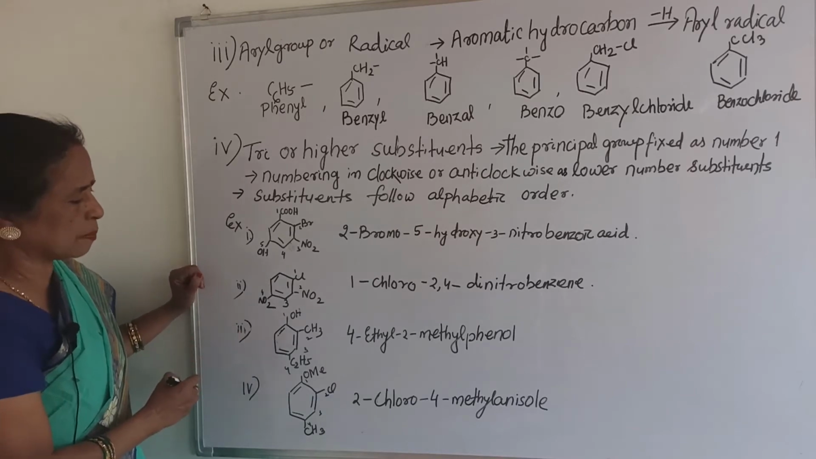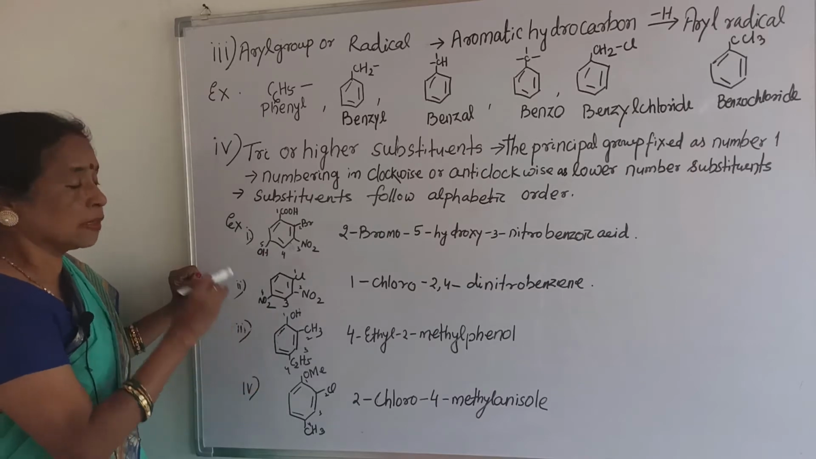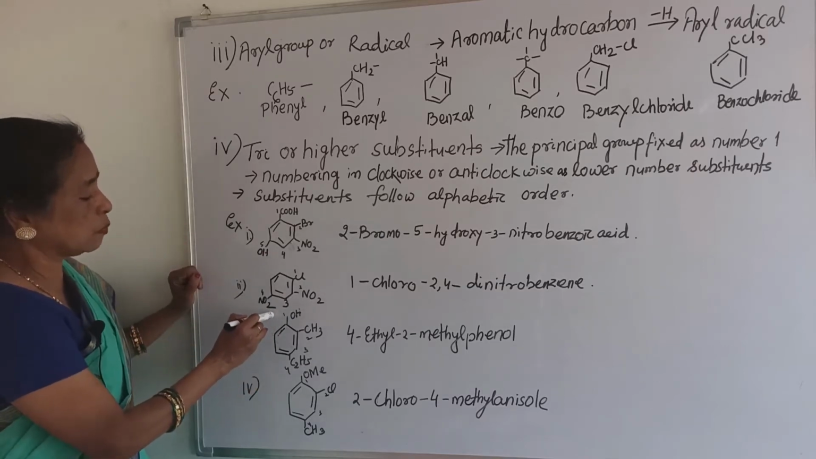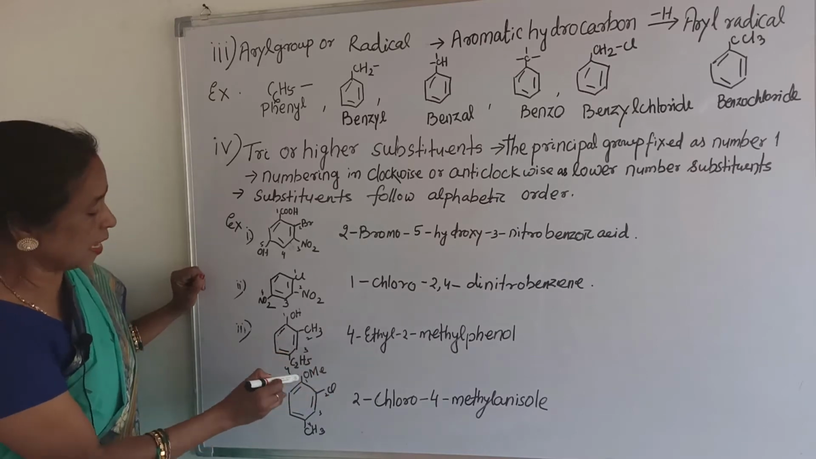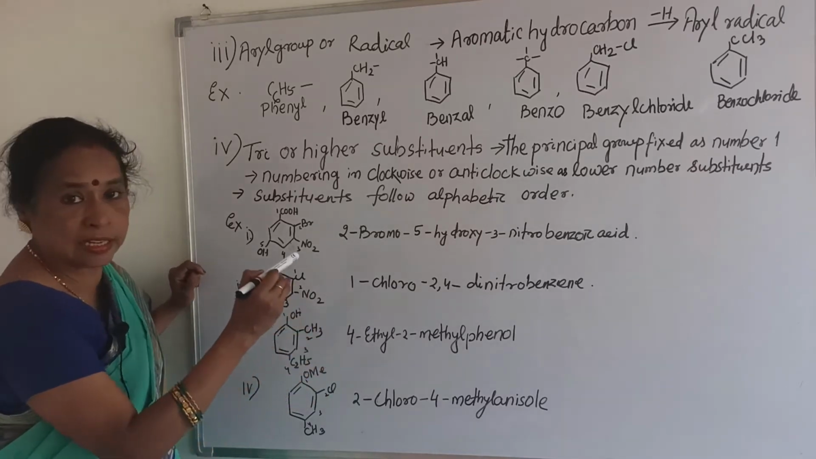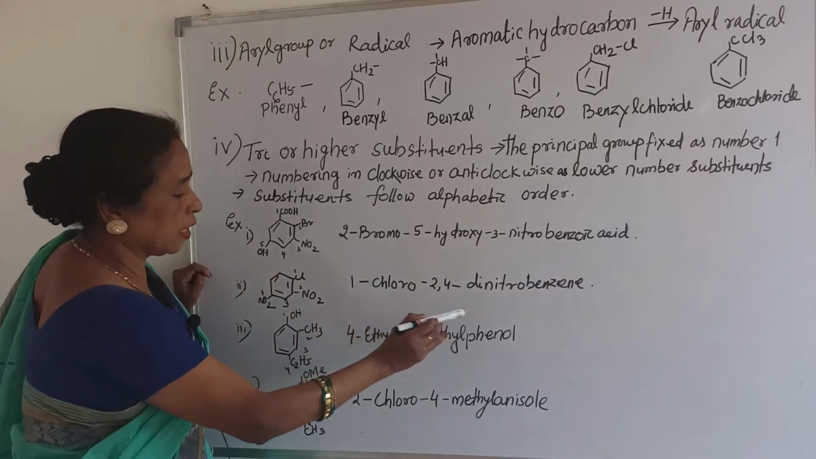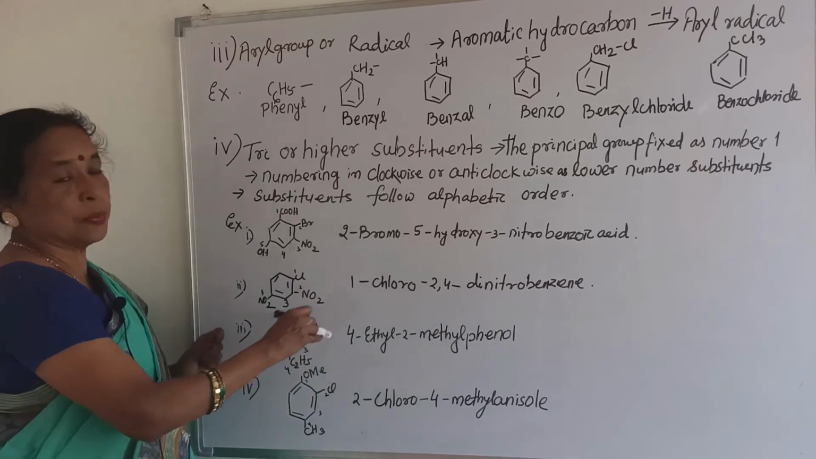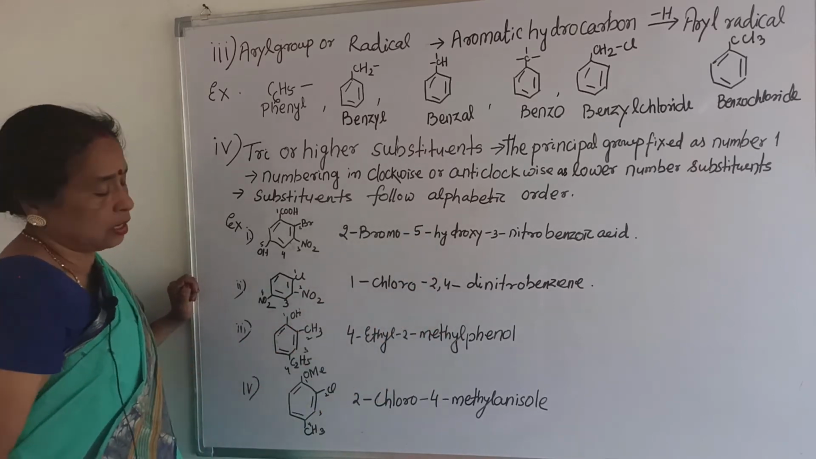Then come to the third example. Here OH is the principal group, so it is at position 1. CH3 is at position 2, nothing is at 3, and at position 4 there is an ethyl group. So what is the name? 4-ethyl-2-methylphenol, because ethyl comes first before methyl. So 4-ethyl-2-methylphenol.